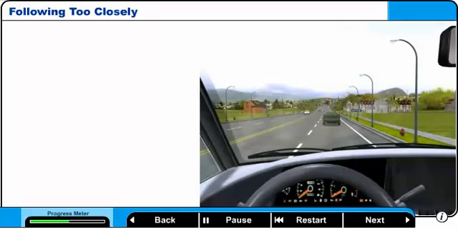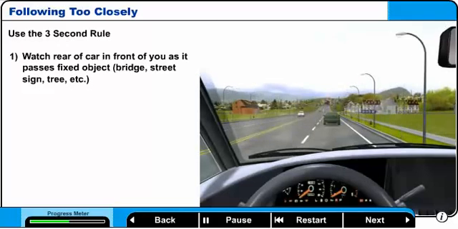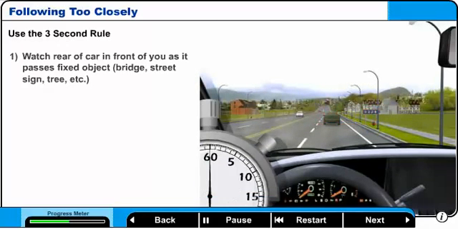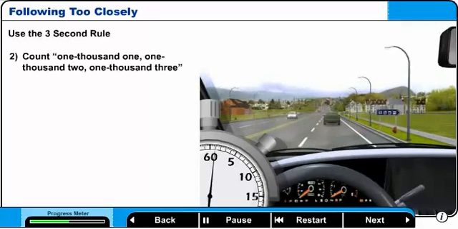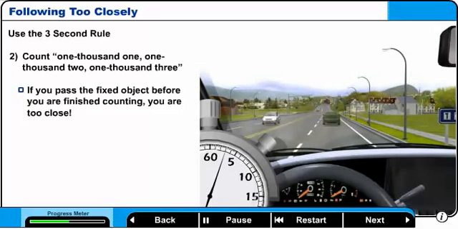One way to make sure you don't tailgate is to use the 3-second rule. This is the rule that allows us to measure a safe following distance from the car in front of us. To use the rule, watch the rear of the car in front of you as it passes a fixed object, such as a bridge, street sign, or tree. Count 1001, 1002, 1003. If you pass the fixed object before you're finished counting, you are too close.